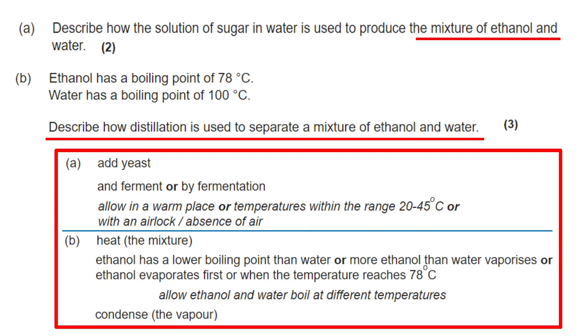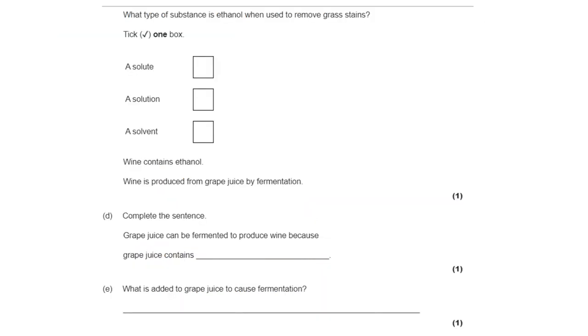Describe how distillation is used to separate a mixture of ethanol and water. Well, they have different boiling points. Ethanol has a lower boiling point than water, so it will vaporize first, separating the mixtures, and you then condense the vapor. What type of substance is ethanol? Well, when it's used to remove stains, it would be a solvent, I would say. Grape juice contains sugar, and what is added? It is yeast. Okay, a solvent, sugar, and yeast.